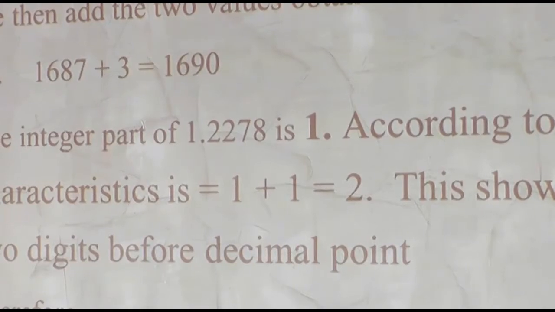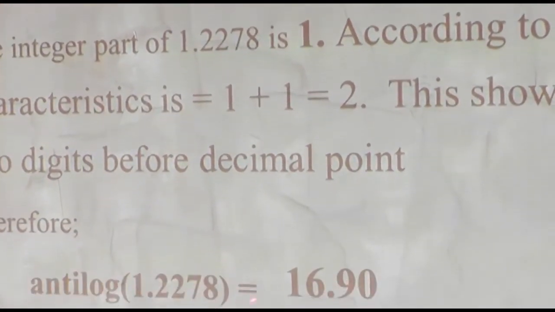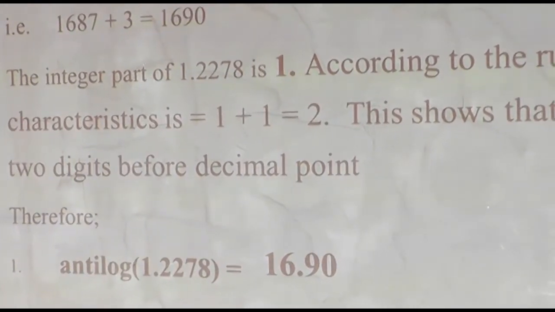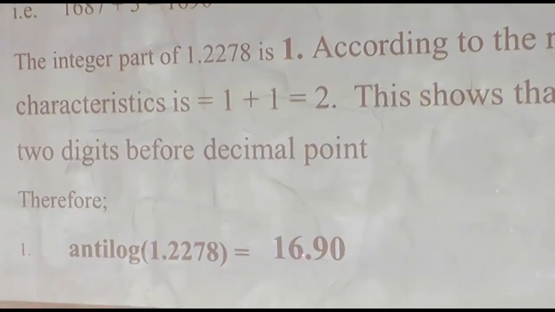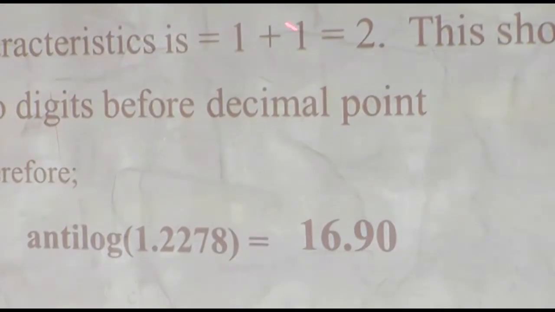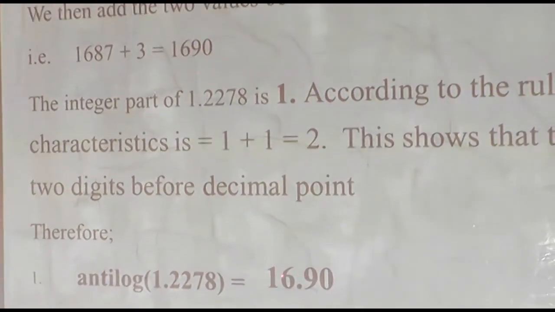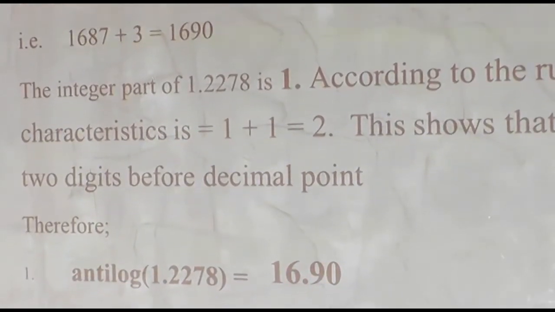So the antilog of 1.2278 will equal not 1690 but 16.90, because I have to place my decimal point 2 digits away.